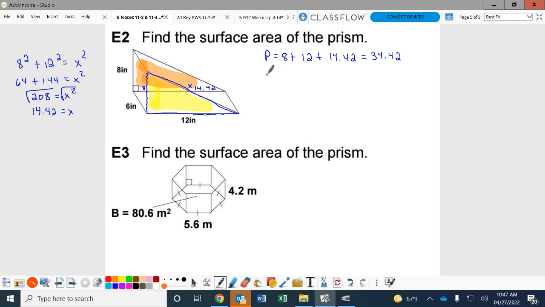Okay? The next thing is going to be the area of the base. Guys, the base is a triangle. What is the formula for the area of a triangle? 1/2 base times height. So it's going to be 1/2. The base of this triangle would be 12. The height of this triangle would be 8. Multiply that. Tell me what you get.